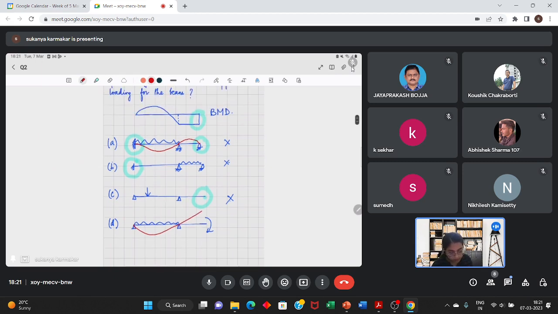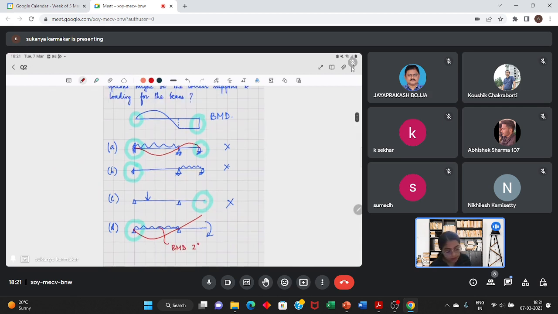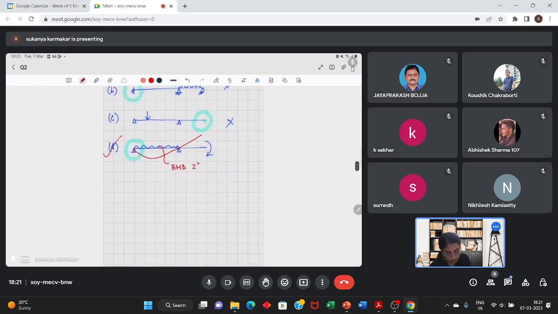So at this end the moment is 0. Here there is a UDL load. So since the load is UDL, the bending moment diagram will be quadratic of degree 2, and here we have a quadratic curve, and at the free end there is a bending moment, and we have a concentrated moment here. So this is the right answer. So the solution is D. Okay.